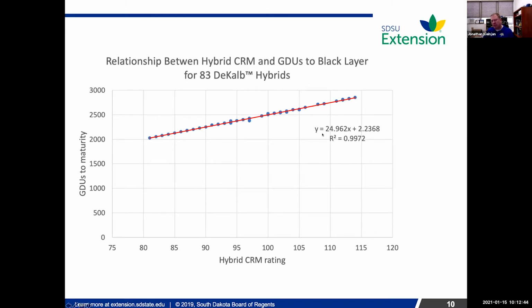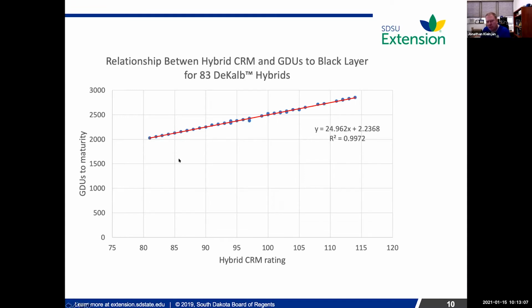And the Y value here tells us they're basically giving 25 GDUs or GDDs to every day of maturity. Actually, if you take this 82 day, I believe it was 2050 GDUs to black layer, and divide it by 25, you would come up with 82. So that's the system that DeKalb was using.